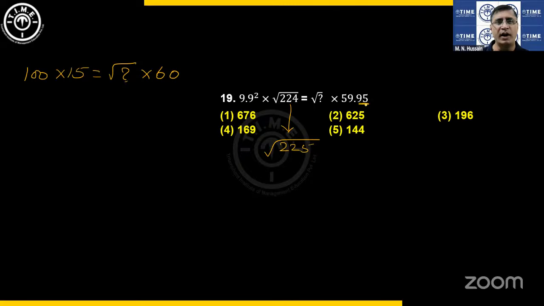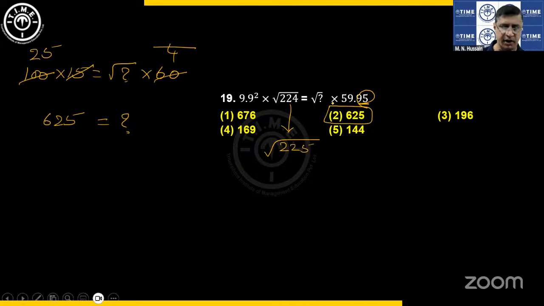59.95. 59.9 means it is close to 1. Simplify. Now 15 in 60 goes exactly 4 times. What about 4 in 100? It goes 25 times. Squaring on both sides. The value of the question mark is equal to 25 square. That is 625. Answer choice 2. The second option is the right answer. Option 2 is the answer for this question.